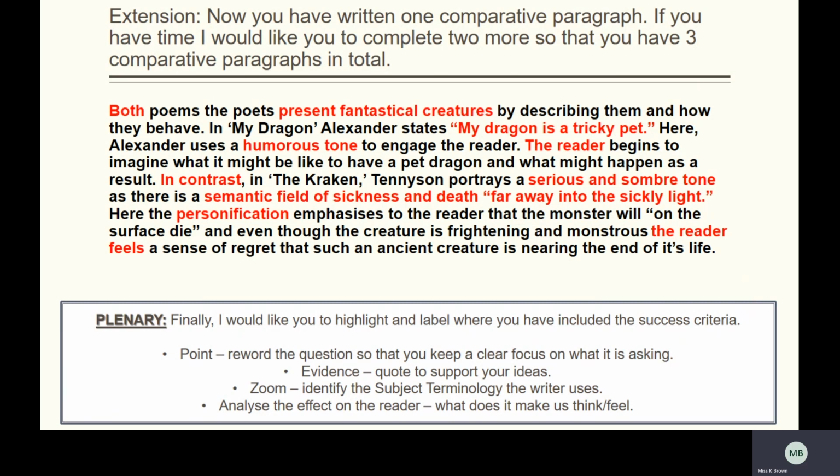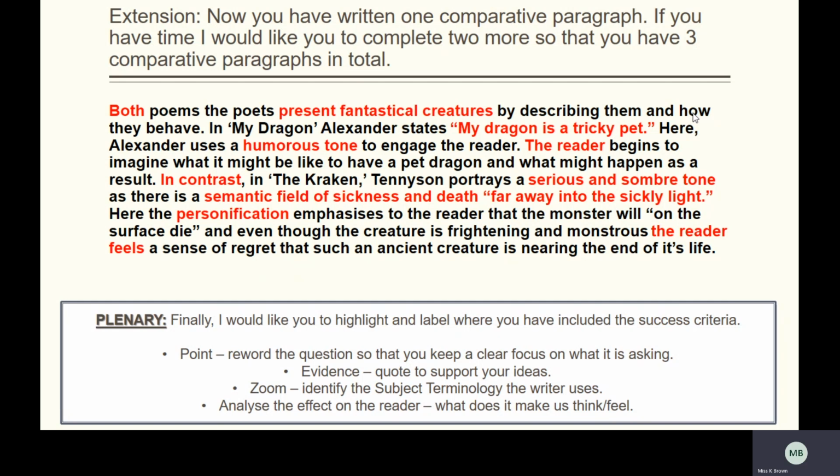What is not optional is to go through your comparison paragraph and to highlight and label where you have included the success criteria. So where have you included your point? Where have you included your evidence? Where have you zoomed in? And where have you analysed the effect on the reader? You must do this now. I'm going to give you 10 minutes to do this bit. And then if you have time, or if you would like to, I would suggest that you write 2 more comparison paragraphs just to make sure that you are in practice and preparing for when we return in September.